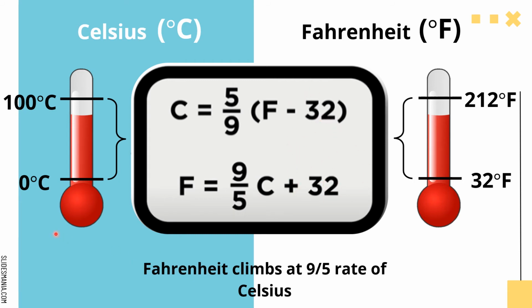So we have to account that these two scales do not begin on the same degrees. They have a discrepancy of 32. And here's where this equation came from. To convert Fahrenheit to Celsius, we have 5 over 9 times the quantity of F minus 32. To convert Celsius to Fahrenheit, we have this equation, 9 over 5 times C plus 32.